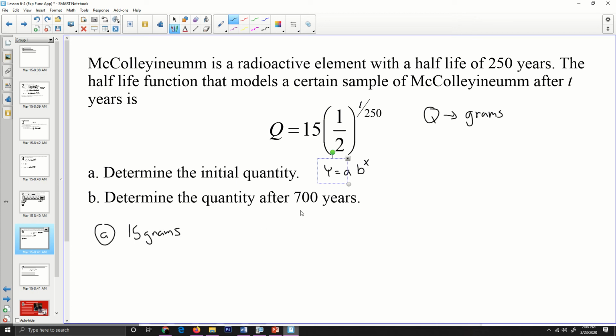And then determine the quantity after 700 years, so B. Notice that the half-life is 250 years, so 250 twice is 500. 250 three times would be 750. So if we're going 700 years, we're almost doing 3 half-lives. So half of 15 is 7.5, and then half of 7.5 is like 3 point something. So our guesstimate is going to be somewhere around 3 point something.